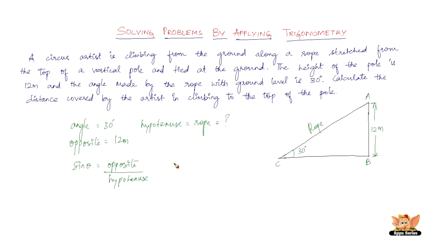So now let's solve this. It's pretty simple now. Sine 30 degrees equals opposite, which is 12 meters, over the length of the rope, which we have to find. Let us say this is L. So sine 30 equals 12 by L, and L is 12 over sine 30. Sine 30 is half, so this is 12 into 2, which is 24 meters. So the length of the rope is 24 meters, and the distance covered by the artist in climbing to the top of the pole is 24 meters.